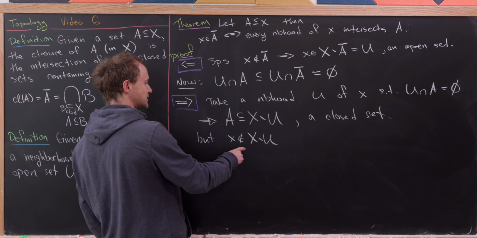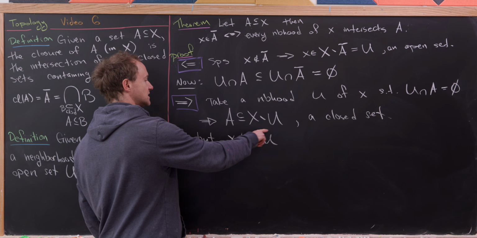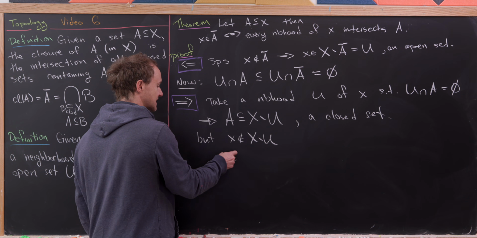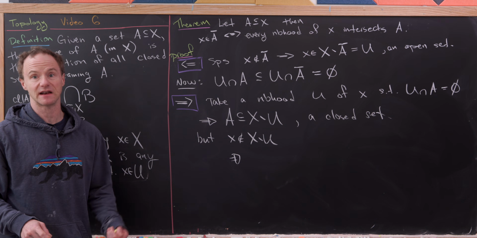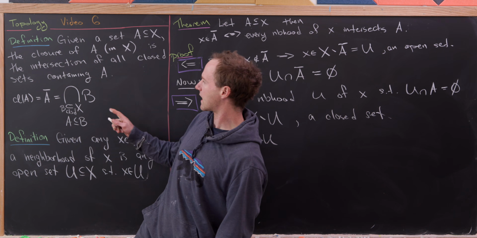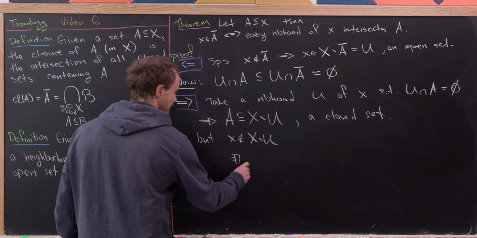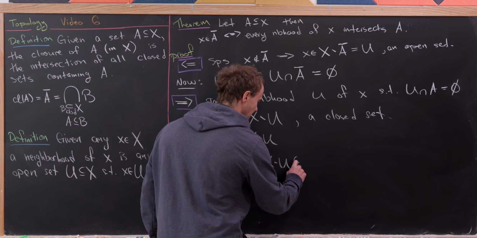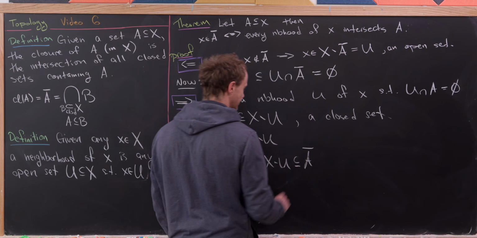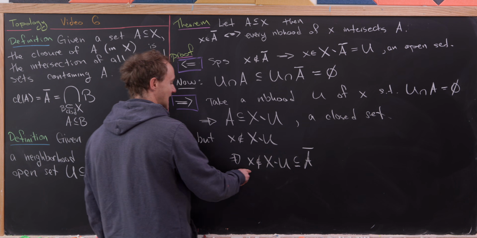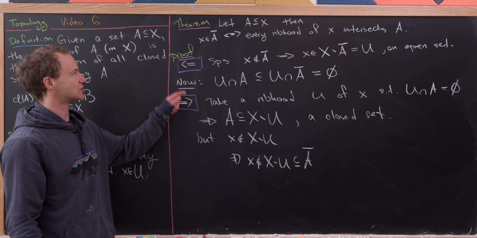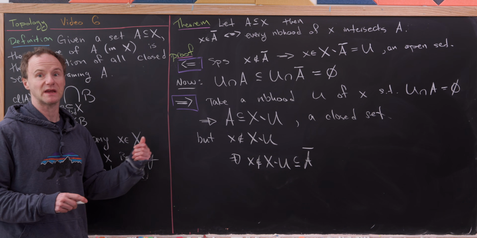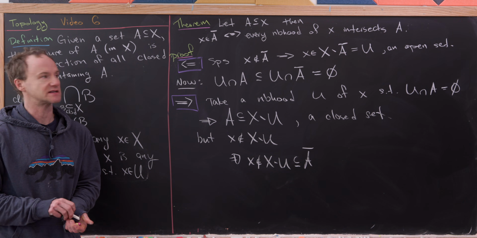Okay, but observe that we've got a closed set containing A, but any closed set containing A is a subset of the closure of A by our definition over here. So observe that we have x is not an element of X minus U, but again, this X minus U is a subset of the closure of A. But then we see that x is not an element of the closure of A, which is where we needed to end up for this forward direction being proved by the contrapositive.